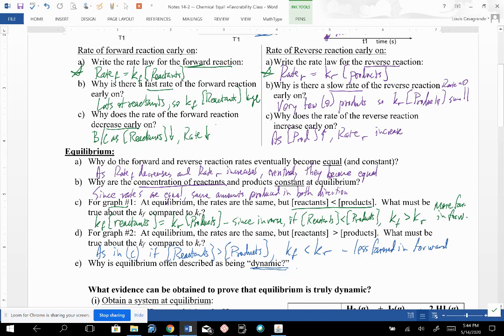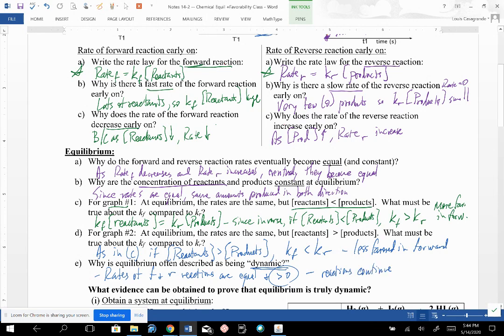We have these dynamic equilibria because the rates of the forward and reverse reactions are equal and greater than zero. Those reaction rates are greater than zero, so they continue. The reactions continue.